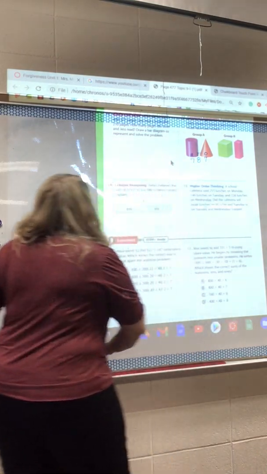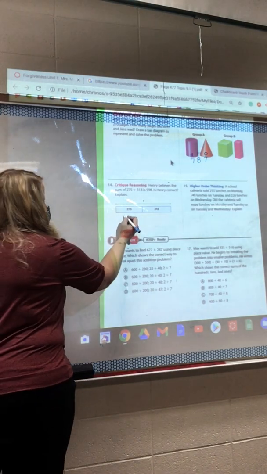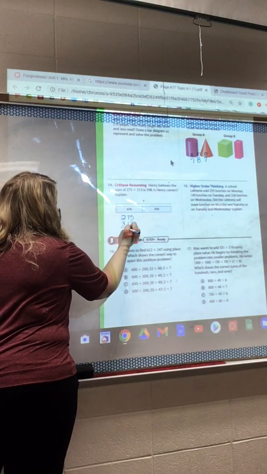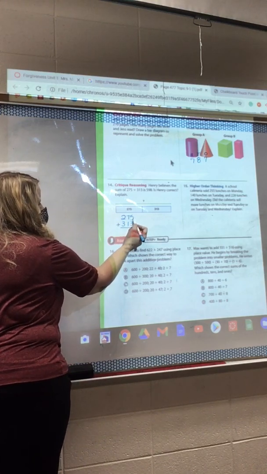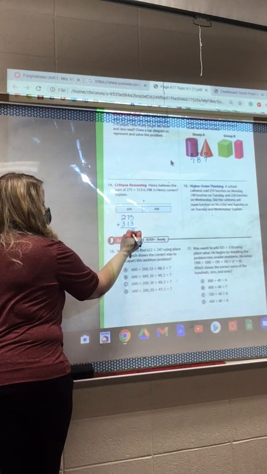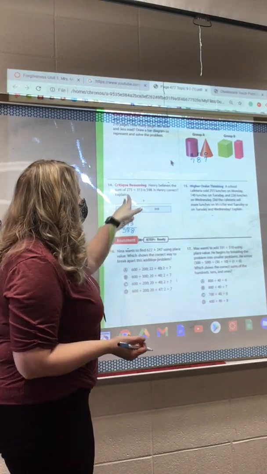This is your textbook. Number 14 says, Henry believes the sum of 275 plus 313 is 598. Is Henry correct? Well, we can just add it up, right? Let's see. Sum means add. So 5 plus 3 is 8. 7 plus 1 is 8. And 2 plus 3 is 5. So is he correct? He's only just 110 off. Right, he's 110 off. So we're going to answer it. Is Henry correct? We're going to say no.